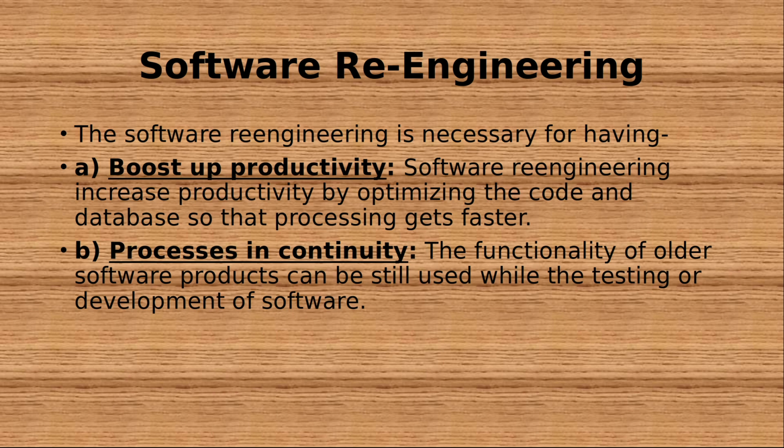There are two points. One is to boost up productivity. After re-engineering, the existing software's productivity is maximized or optimized. That's why re-engineering is essential. Process continuity means we should apply re-engineering to an already existing product, either one component or the whole software. The continuity must be in sequence order, otherwise the user will suffer.